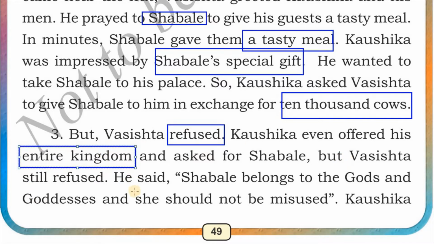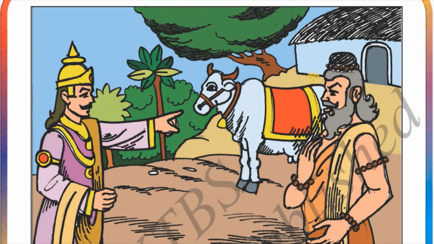But Vasishta is refusing. What does he say? He's saying, Shabale belongs to the gods and goddesses and she should not be misused. So what Vasishta is saying is, Shabale is not mine. She belongs to the gods and goddesses and she should not be misused. So here we can see what is happening. This is Shabale, here we have sage Vasishta, and this is King Kaushika. He is asking for Shabale whereas Vasishta is saying no.